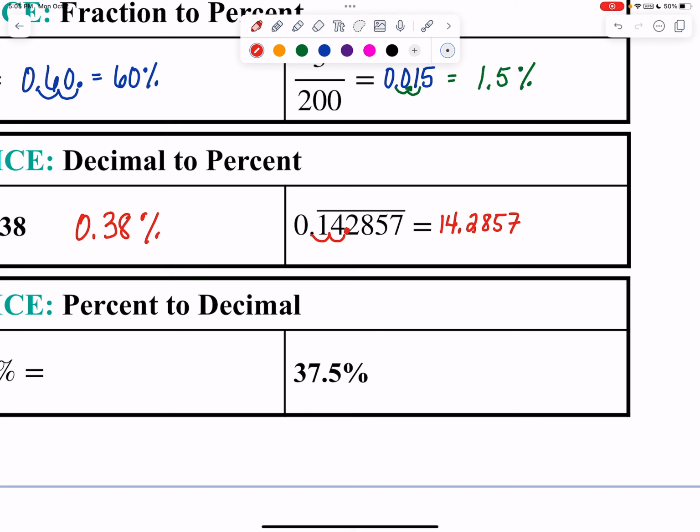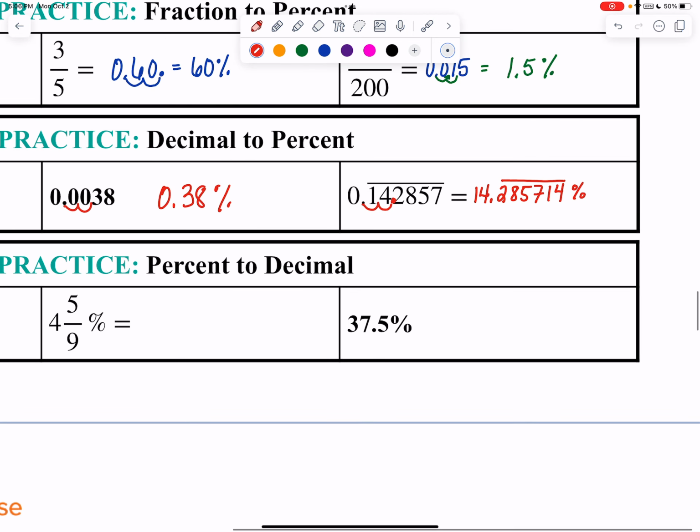What was after the 7 in the original number, in the original repeated amount? Okay, good. After the 7 would have been a 1 again, okay? And so I have a 1. What was after a 1 was a 4. And that is what ends up repeating, 285714, 285714, and so on, okay? So I have 14.285714 repeating, okay? And this is percent, because I just multiplied by 100, which makes percent.